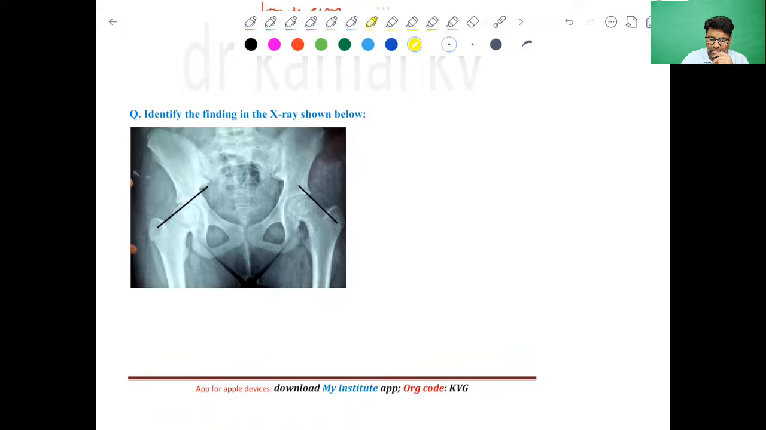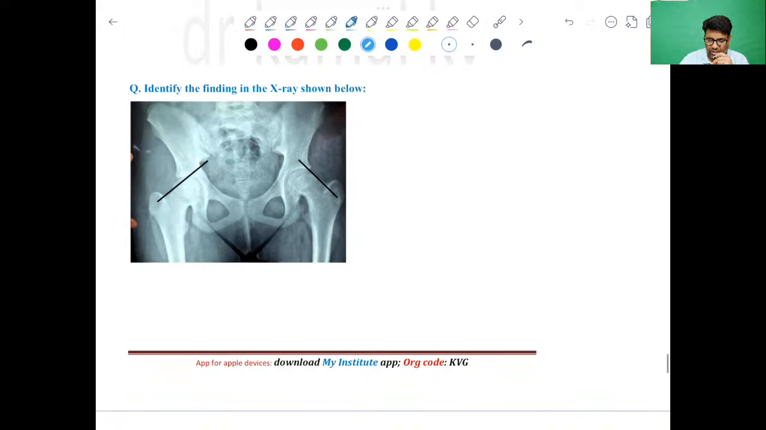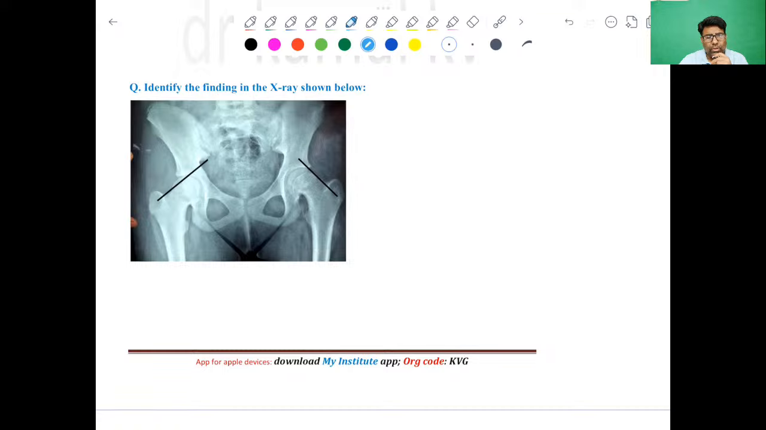Now an X-ray is given, and we have to find out what actually is being shown here. So now we can see that two lines are being drawn on either side, and what we need to mark out is the area of the femoral head epiphysis, right? So this is on one side and this is on the other side. Now here on this side, the line is passing above the level of the femoral head epiphysis, right? So this is the femoral head epiphysis.